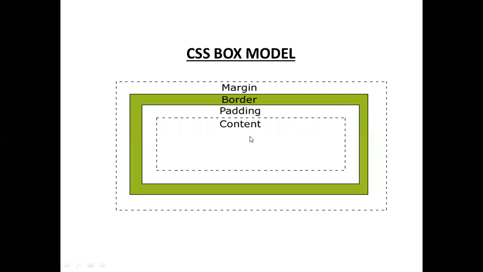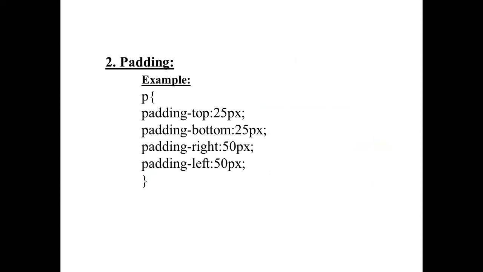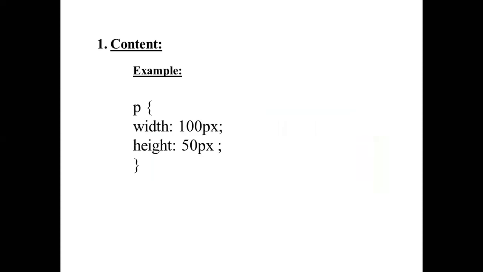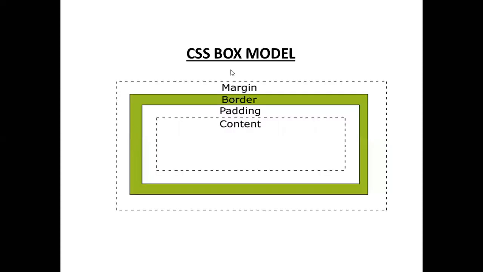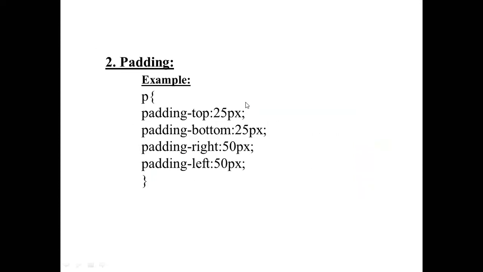Next, padding. Padding defines the space between the content and the border. The top, right, bottom and left padding can be changed independently using separate properties. Suppose you want to change the top padding, here padding-top, which is represented in pixels, 25 pixels.